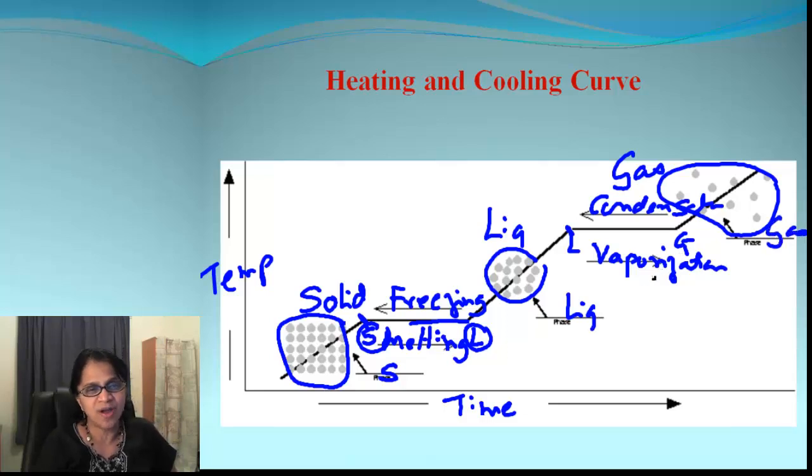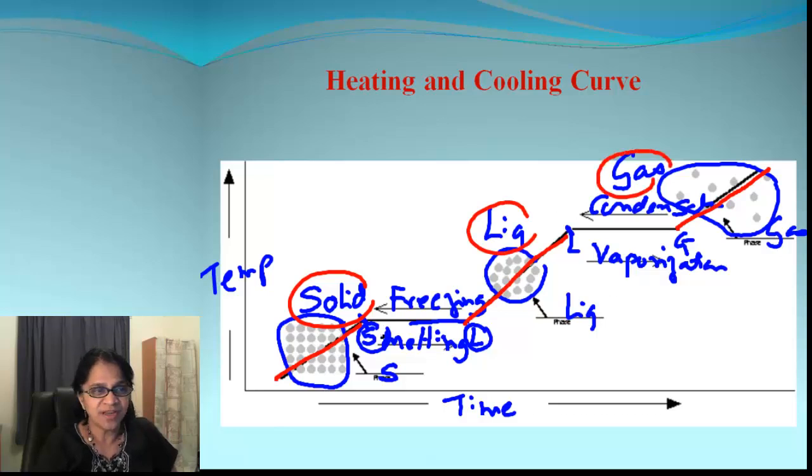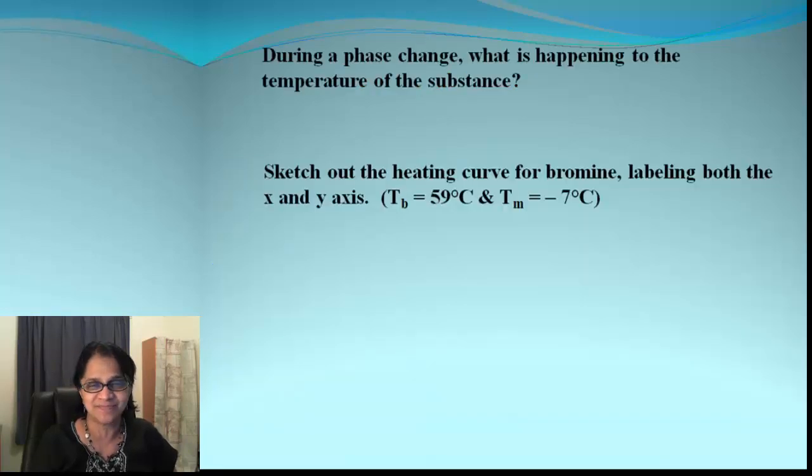Now let me explain one more time. All these sloping lines represent phases: solid, liquid, or gas. And the lines which are parallel to the x-axis represent a phase change. The phase change here is solid to liquid or liquid to solid, and over here it's liquid to gas or gas to liquid. It is that simple. Keep in mind, the temperature remains constant when a phase change is taking place.